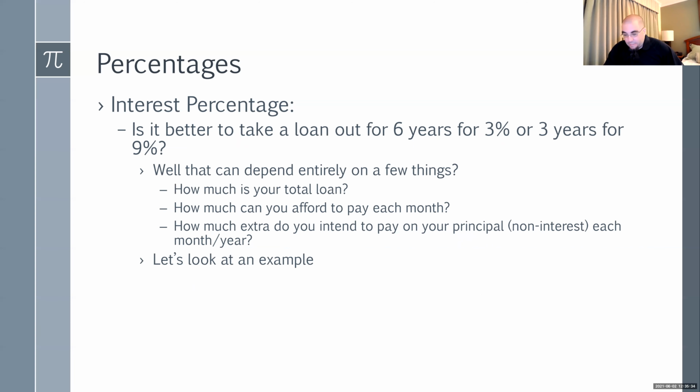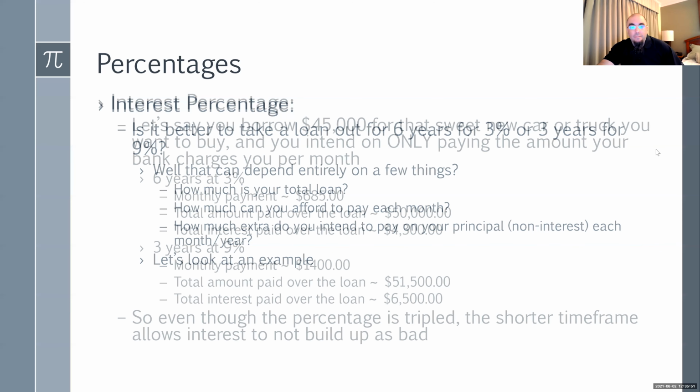In the United States, I want to say it was something like 60% or 70% of the United States can't afford a shortfall of $500. So if something happens and it's $500, they can't afford it. That's the state of our society right now. How much extra do you intend to pay on your principal? How much will you pay on top of it?